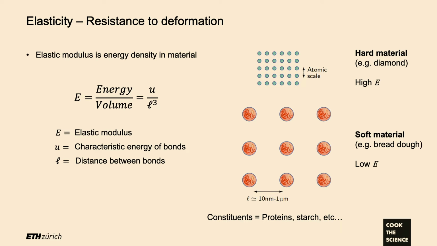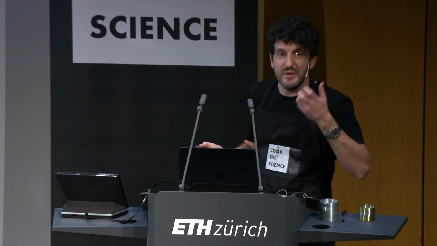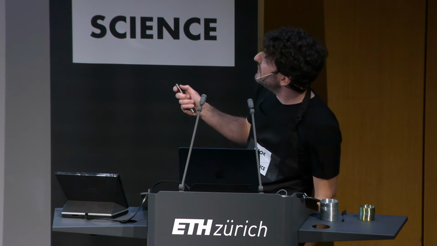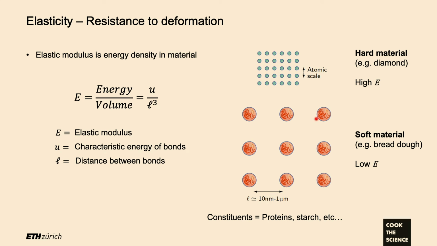It's very interesting because we now start to understand why certain materials are hard, whereas other materials are soft. It really has to do with the different energy content in the material, and it has to do with the building blocks. If you're thinking about a hard material, like, for example, diamond, the building blocks, the components, are atoms, which are very small, and they also interact relatively strongly with each other. This results in a high energy density, so a high elastic modulus.